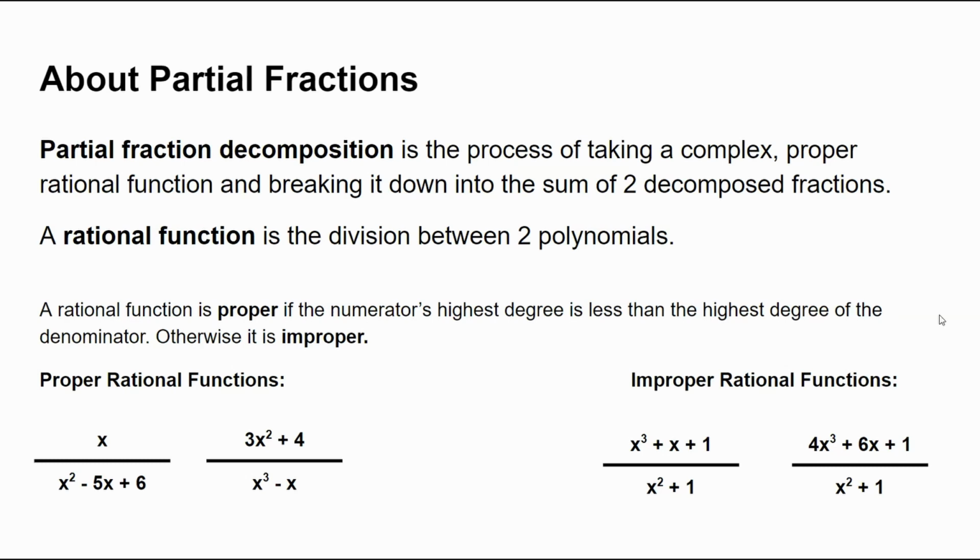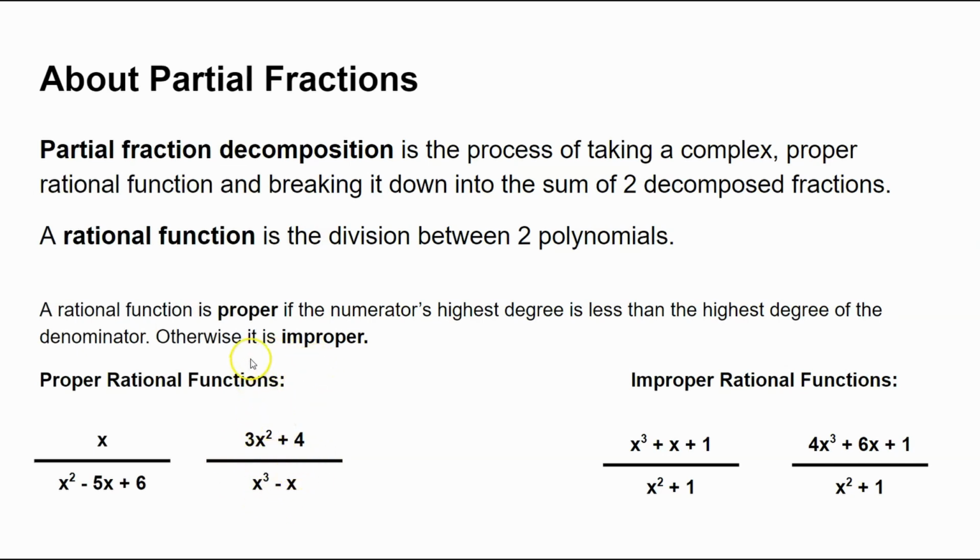Now, a rational function is proper if the numerator's highest degree is less than the highest degree of the denominator. So if you look on the left side right here, the numerator's highest degree is 1, because of this x. The highest degree in the denominator is 2. The numerator's highest degree is less than the denominator's, hence this whole function is proper. Same thing right here. The highest degree here is 2, the highest degree here is 3. 2 is less than 3. Numerator less than denominator, hence this is a proper rational function.